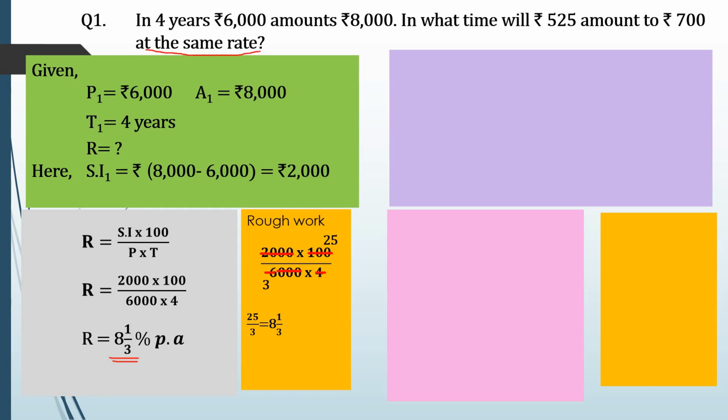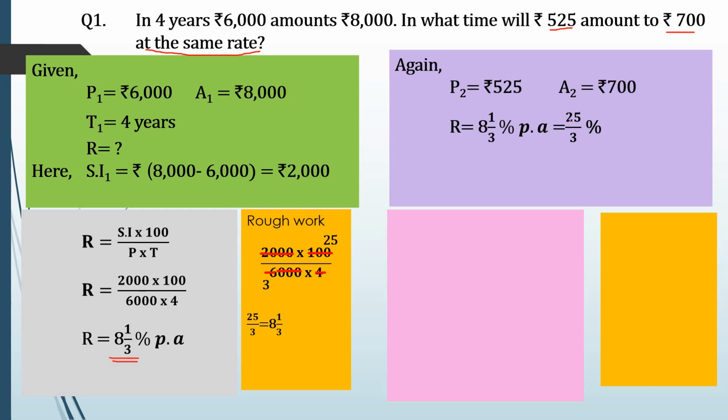Now according to the second condition we have principal P2 as 525, and the amount is rupees 700. This is the second amount according to the second condition, so we'll write A2 as 700. Now we have just found out what the rate is. Rate is 8 1/3% per annum.